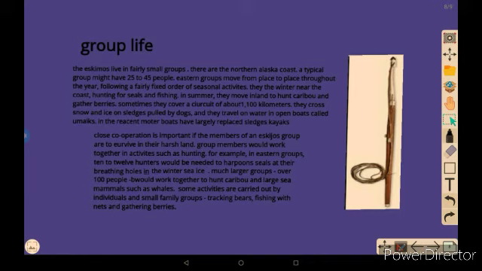If they want to become Eskimo group members, they would work together in such activities as hunting, somewhere going to the fishing, somewhere collecting berries, somewhere hunting caribou. So that was cooperation with some groups. They divide themselves into groups and go to a distance. For example, in eastern groups, 10 to 12 hunters would be needed to harpoon seals.